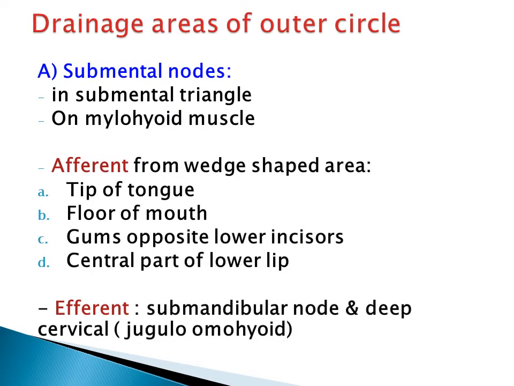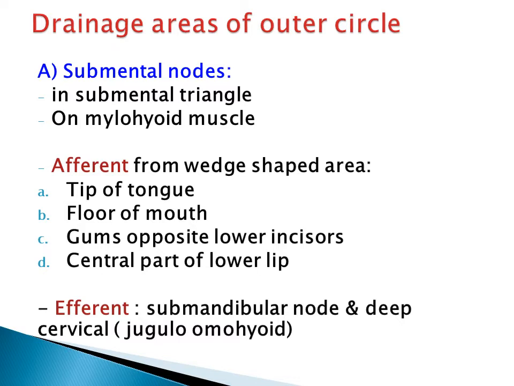We have to know the drainage areas of each of the lymph nodes constituting the outer circle or the pericervical collar. First is the submental node. Submental nodes are about 3 or 4 in number. They are located in the submental triangle. What are the boundaries of the submental triangle? We know that the apex is formed by the lower border of symphysis menti, the base is formed by the hyoid bone, and the sides are formed by the anterior belly of digastric muscles. The floor is formed by the mylohyoid muscle. So these submental nodes are resting on the mylohyoid muscle in the submental triangle.